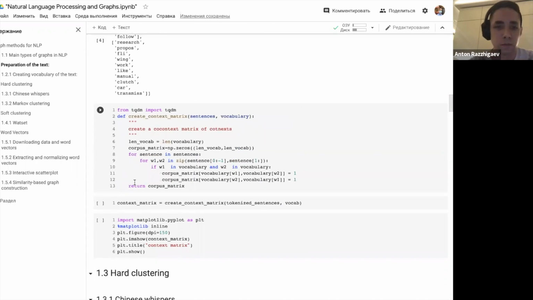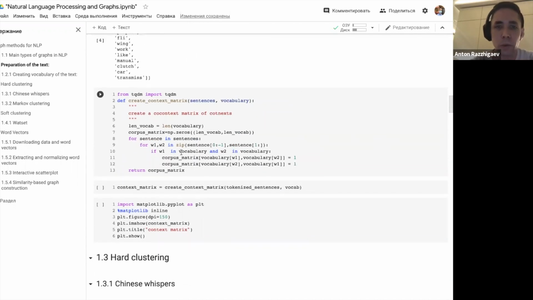Well, next. Now we will create a context matrix. It is a kind of adjacency matrix of the neighborhood of all words in our sentences. We go with a sliding window through all sentences, word by word, and put a one in the corresponding place in a matrix, which means that there is a connection between these two adjacent words in our text.